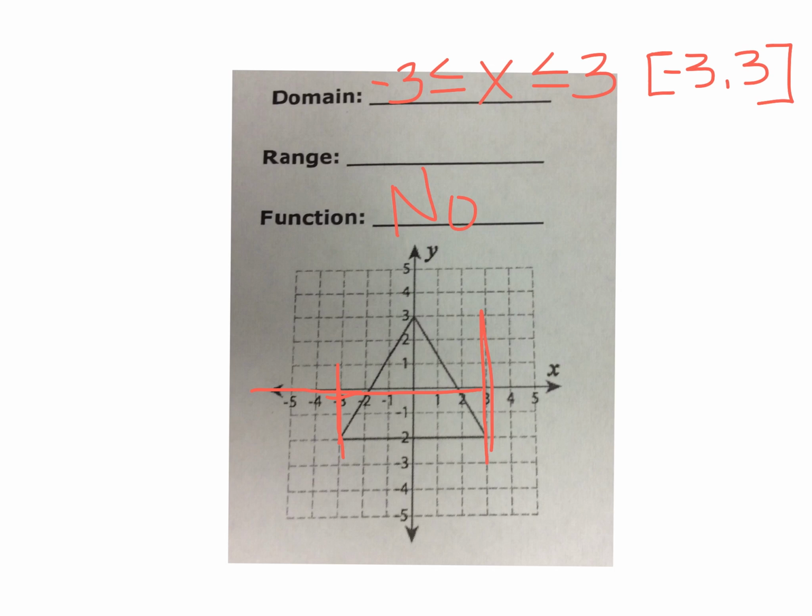So now let's switch and talk about range. So range is going up the y, and the first y value it hits is -2 and 3. So it's between -2 is less than or equal to y, which is less than or equal to +3, or you have a bracket, and it's -2, 3.